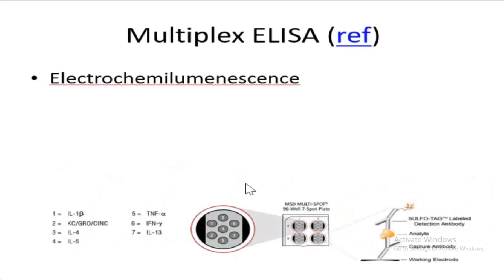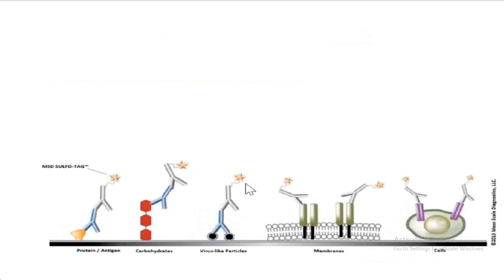So in the first example, I've said that they add a capture antibody, then an analyte, then the detection antibody, the capture analyte detection. But there are other examples where they can change it up again, where they actually coat it with an antigen. So in this case, they've coated the plate with a protein of interest, in this case, a carbohydrate of interest, in this case, a virus of interest. And they may use the same platform for immunohistochemistry or immunocytochemistry.